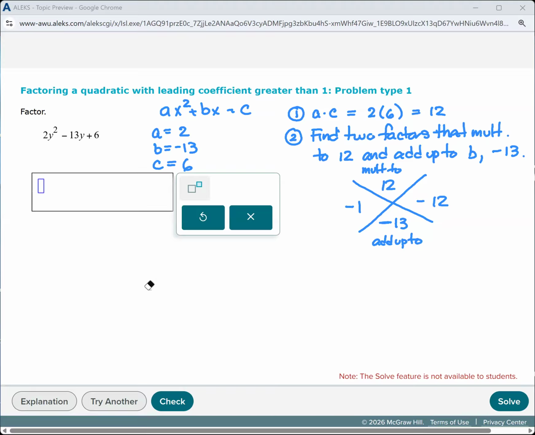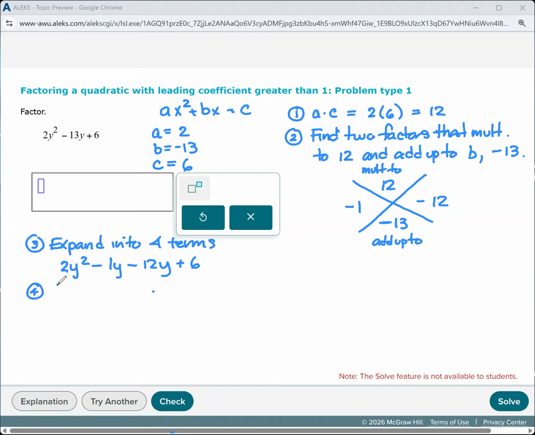So I found my two factors. So now I'm going to expand the quadratic into four terms. So I'm going to rewrite it as 2y squared. And instead of -13y, I'm going to have -1y and then -12y, right, plus 6.